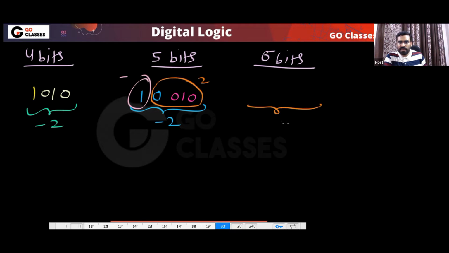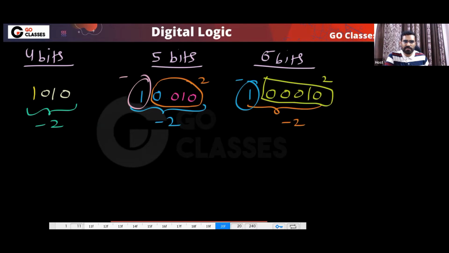Now the same thing. Tell me, this minus 2, how will you put it in 6 bits? Very simple. This will give you minus, and now you need only 2. You need 2 in 5 bits, so 0, 0, 0, 1, 0. Okay, very simple. This will give you 2, and this will give you minus.